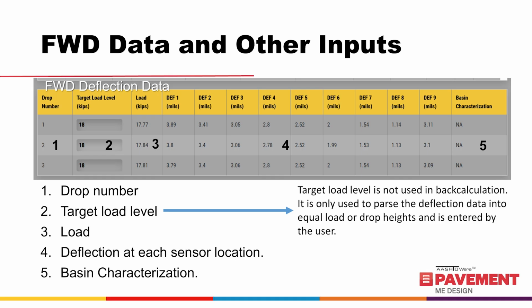The FWD deflection files can have one or multiple target load levels. For routine rehabilitation design, one load level is typically used. The load lists the impact load measured by the load sensor. This is the value used in back calculation for each drop height. The next sets of 9 columns are measured deflections by each deflection sensor. The basin characterization is the final column and designates the type of basin for each test point. Basin characterization is defined on the next slide.